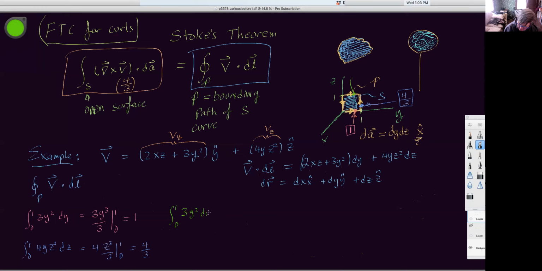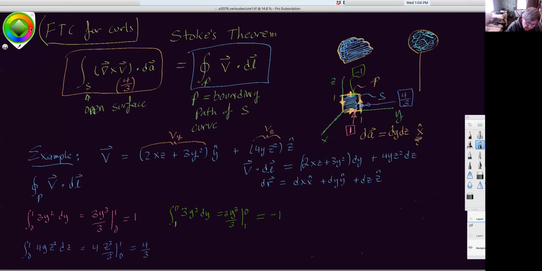squared dy, which is 3y cubed over 3 from, oh, not 0 to 1. Oh, that would have been a minus sign error. 1 to 0, 1 to 0, okay? From 1 to 0. So that means this is 0 minus 1. So we get minus 1. So this guy here is minus 1.